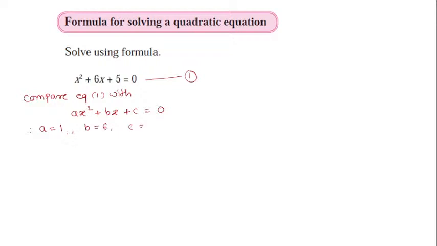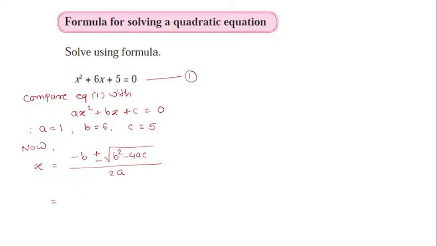So once we have the values of a, b and c, now we can use the formula to get the solution. X is equal to, the formula is minus b plus or minus under root b square minus 4ac divided by 2a. So we have here plus or minus because as it is a quadratic equation, it must have two solutions. That's why plus minus sign is there. Now just replace the values.